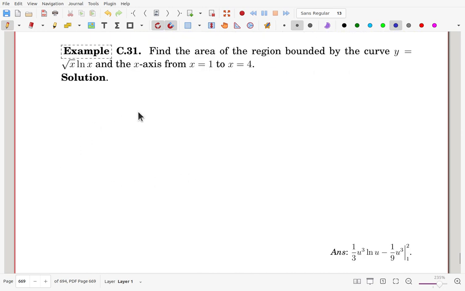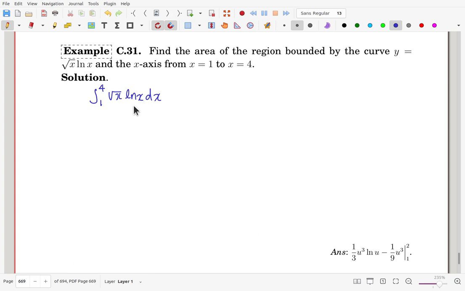Find the area of the region bounded by the curve y equals square root of x logarithm x and the x-axis from x equals 1 to 4. So it is asking to find the integral from 1 to 4 of square root of x and logarithm of x dx. That's what the problem is asking.